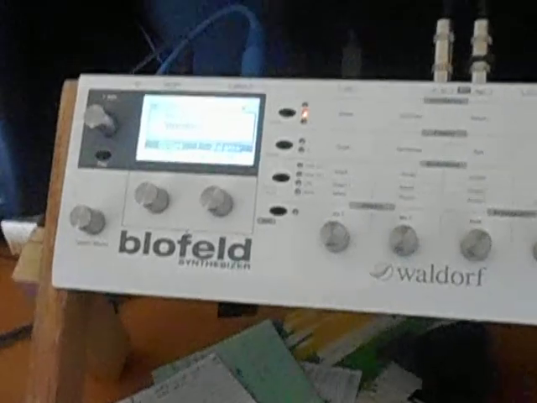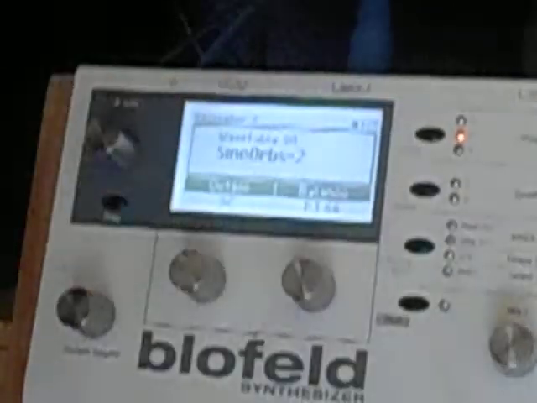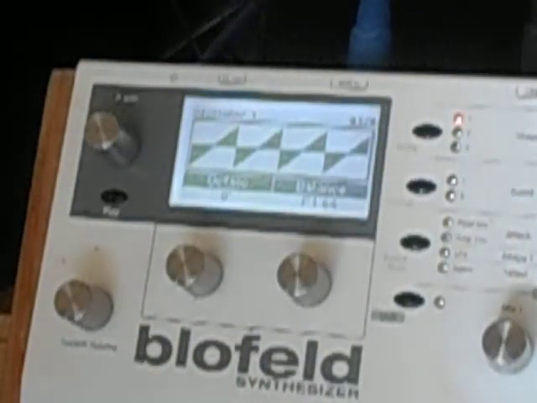Now, we will get to this demonstration. Magic Shapes Volume 1. Now, let's start from the init patch. Okay, so first on the itinerary is sine orbs. The reason for that is because that's slot 80.